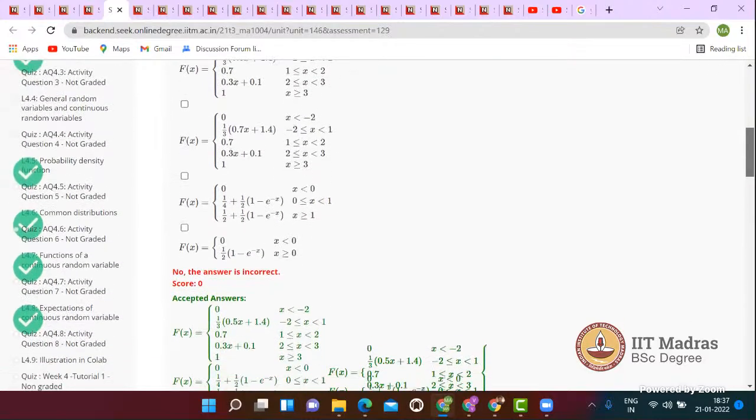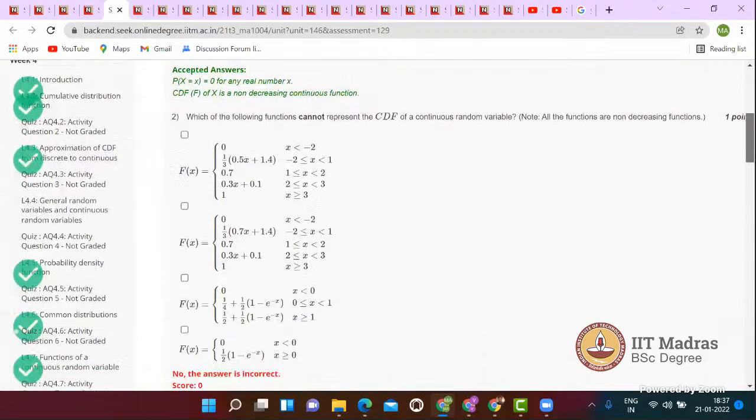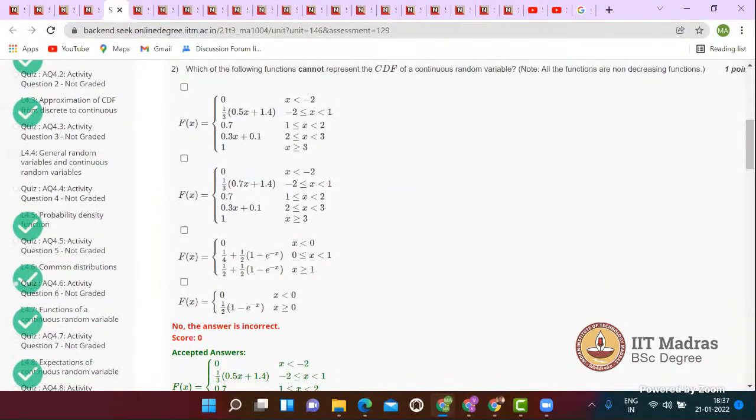Option 4: if you have x equal to 0, the value is 1. But I don't think it's a decreasing function, I guess. It's not an increasing function. But in the options they are giving, all are non-decreasing. In the question, all are non-decreasing.